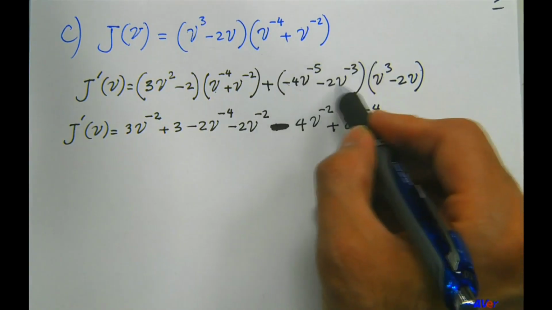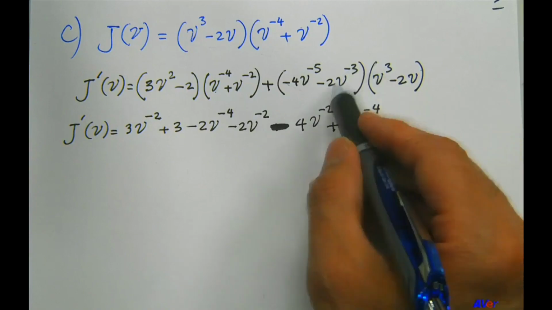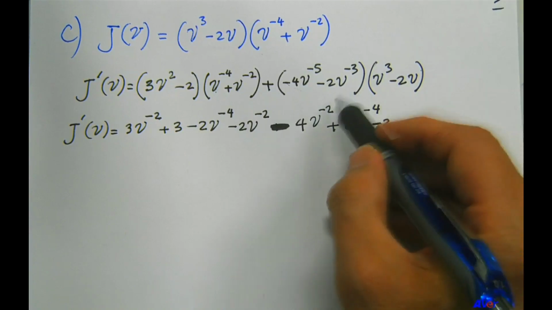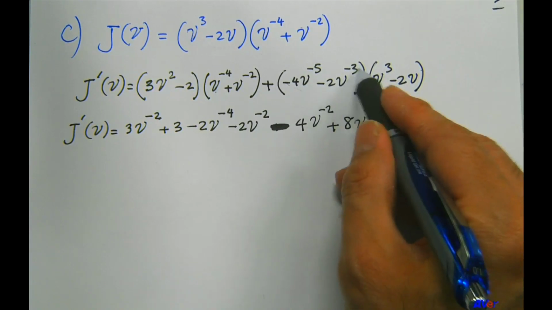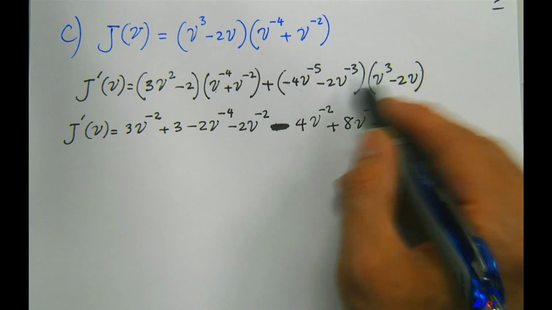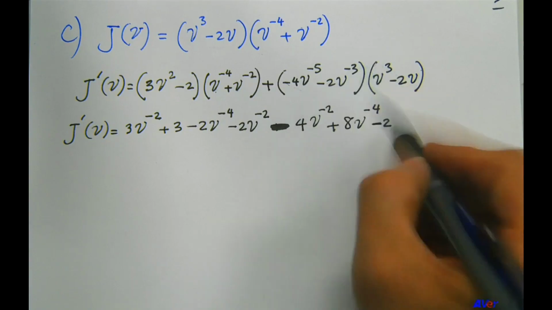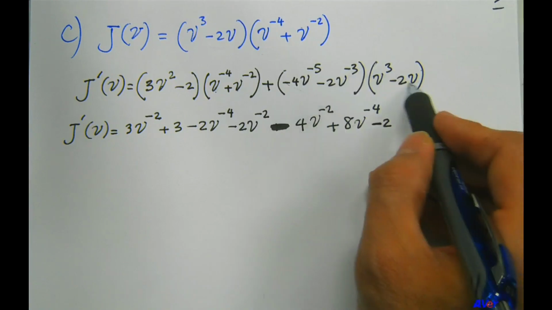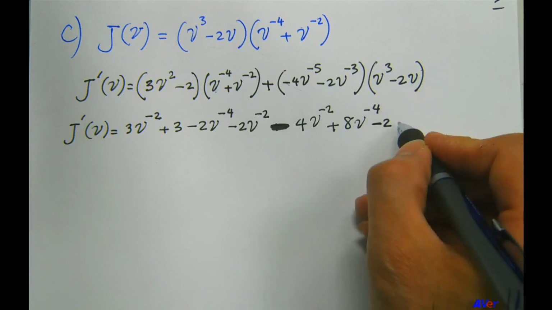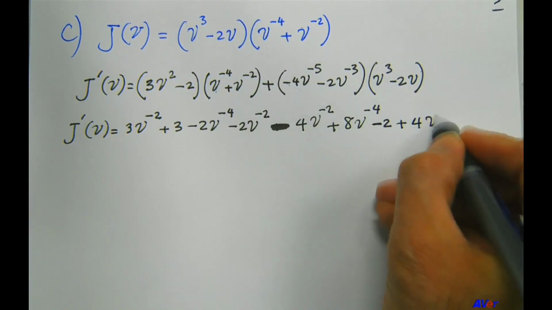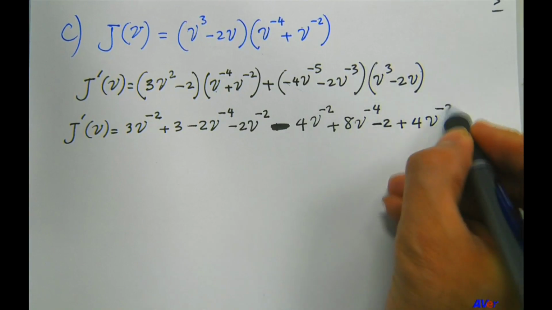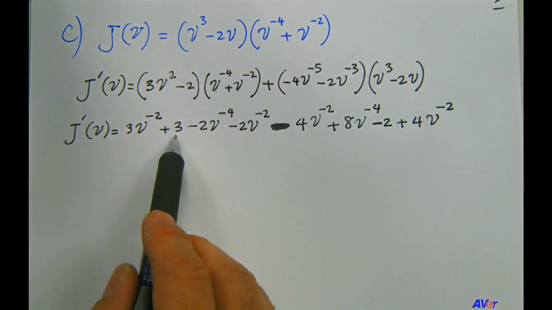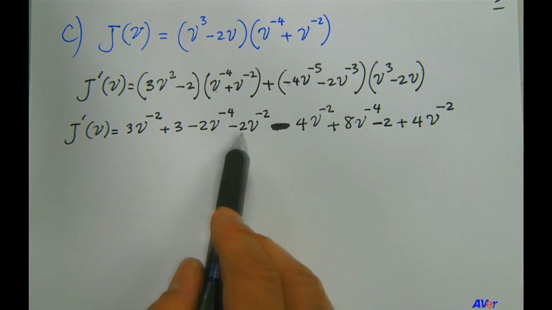We move to negative 2v to the negative 3 power times v cubed. We have minus 2, v to the negative 3 plus 3 is 0. Anything to the 0 power is 1. 1 times negative 2 is just negative 2. Negative 2v to the negative 3 power times negative 2v. So we have plus 4v. Negative 3 plus 1 is negative 2. Okay, so I'm just going to quickly double check this. This looks good so far.